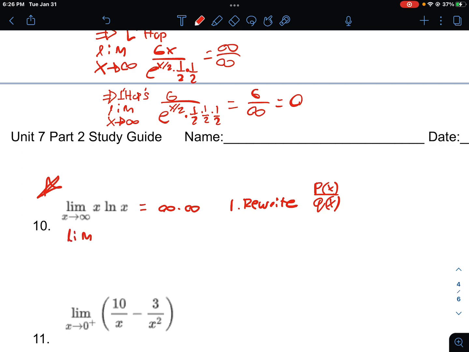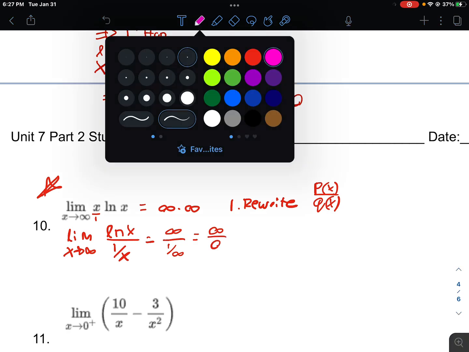I know that I can divide by the reciprocal of something. So I'm going to rewrite this as ln of x, and then I'm going to divide by the reciprocal of x over 1, or 1 over x. If I do this, I'm going to do the same thing. Ln of infinity is going to approach infinity. 1 over infinity is going to approach 0. So I'm going to have infinity over 0, which is another indeterminate form, which means I can now use L'Hopital's rule.